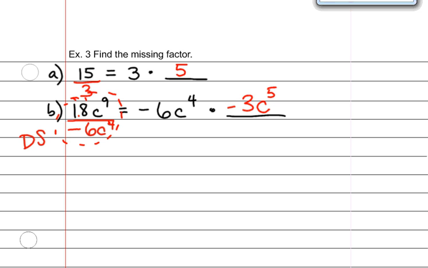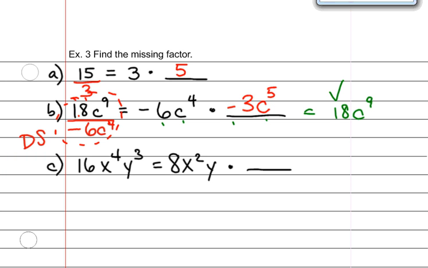Okay. So I factored 18c to the ninth by having the one factor, negative 6c to the fourth, and finding its other factor, negative 3c to the fifth. Now, you could always double check your work. If you wanted to check your work, you could just multiply back through. Negative 6 times negative 3 is positive 18. C to the fourth times c to the fifth, those are multiplying, so you add their exponents and you get 18c to the ninth. Okay, so you can always check your work.